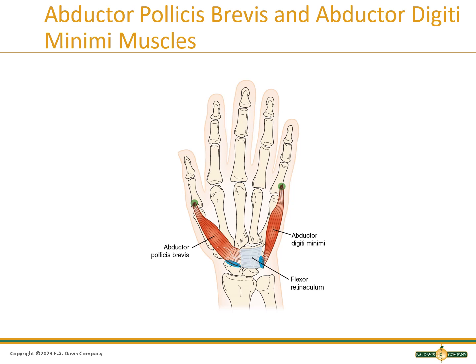Abductor pollicis brevis on the radial side of the hand is going to be another one of our muscles that make up the thenar eminence, and it's going to abduct the thumb, whereas abductor digiti minimi is going to abduct the pinky, and it is another muscle that makes up the hypothenar eminence.